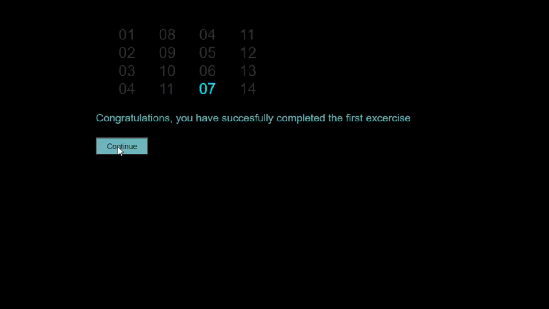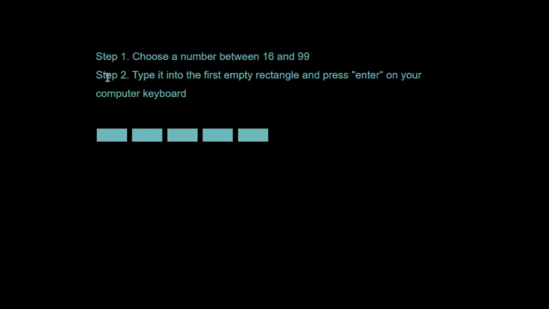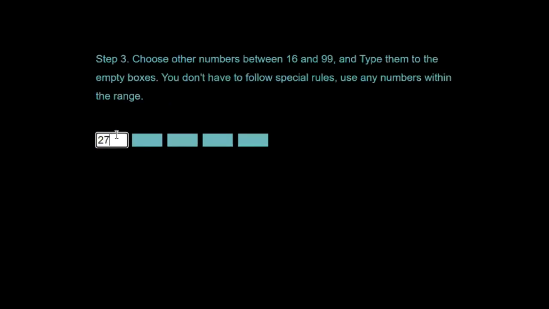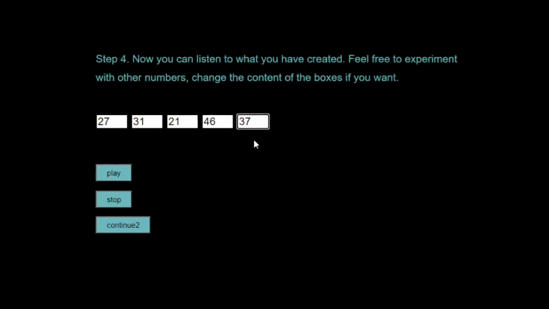There was not a creative process so far, but now you can design your own sequence. Okay, step 1, choose a number between 16 and 99. Type it into the first empty rectangle and press Enter. Okay, you can choose any kind of number, let's say 27. Choose other numbers. Let's say 31. There can be a 21, 46, and finally 37.